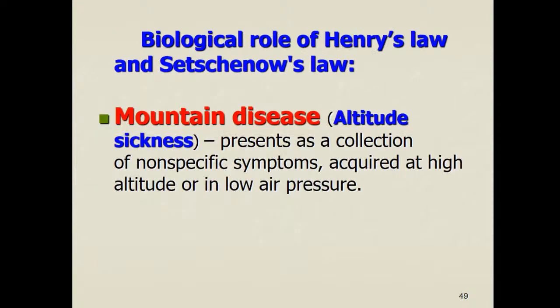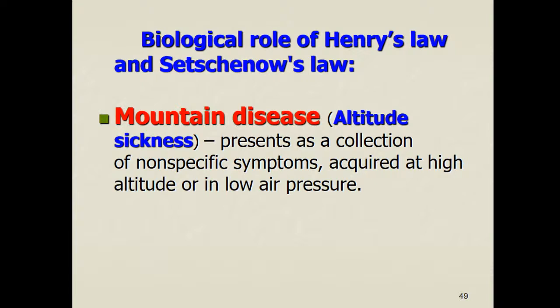The second problem that can appear is altitude sickness, or mountain disease. It presents as a collection of non-specific symptoms acquired at higher altitude or in lower air pressure. What is important to understand here? It never starts lower than 2,000 meters above sea level. Don't worry if you live on the 9th floor somewhere that you can get altitude sickness symptoms. No. Higher than 2,000 meters, and above 8,000 meters above sea level, it's already the death zone.